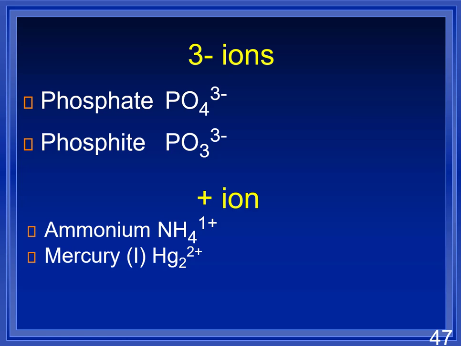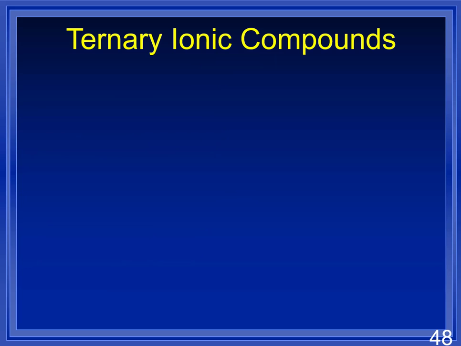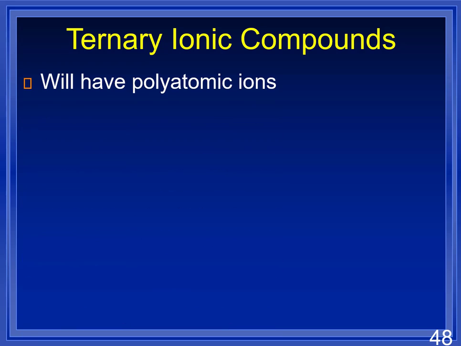All right. So yesterday we said binary. Today we're going to say ternary. Ternary means one more than binary. So since binary meant 2, ternary means 3. The next one's quaternary. We're not doing quaternary. The only way we're going to be able to write the formulas for chemicals that have 3 elements in them is if they have polyatomic ions in them. If they don't have polyatomic ions, we can't do it.